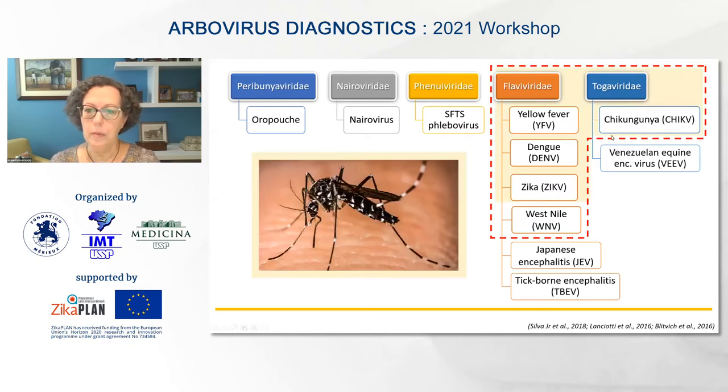Four of them, of the Flaviviridae family, yellow fever, dengue, Zika, and in the Togaviridae family, chikungunya, share the same vector of transmission, which is the Aedes mosquitoes, the genus Aedes.